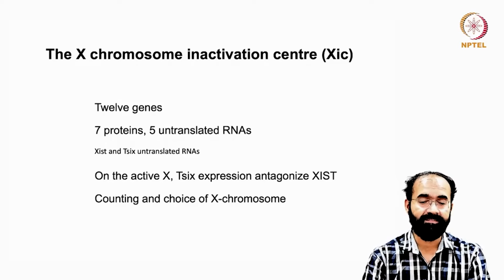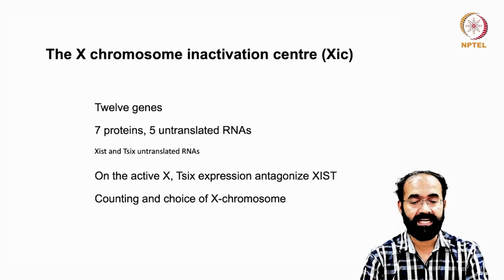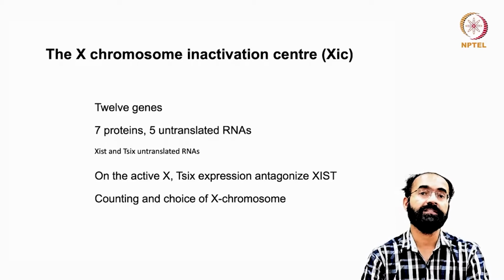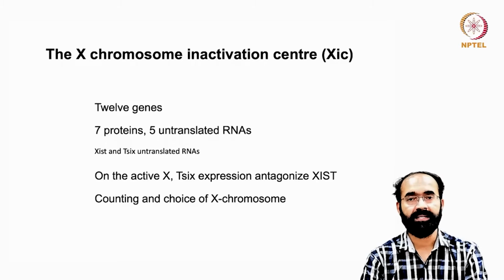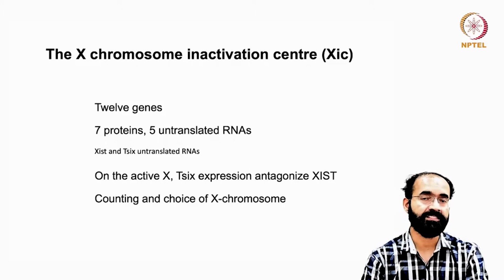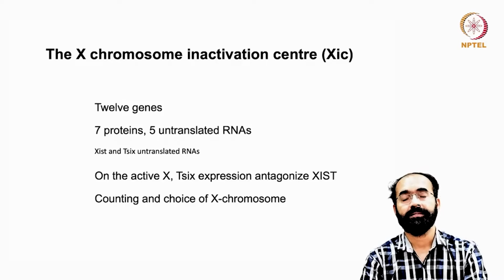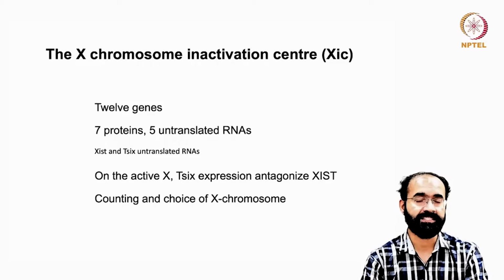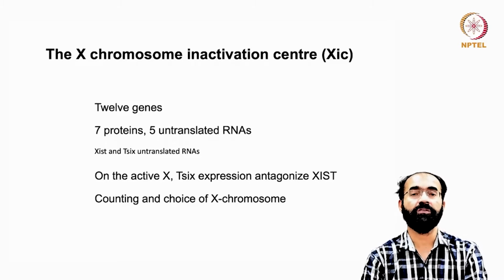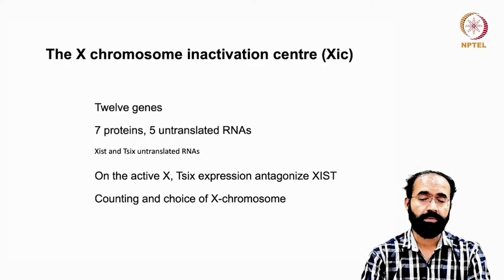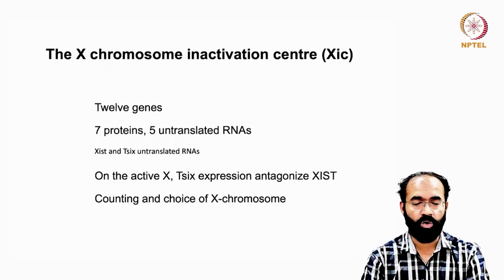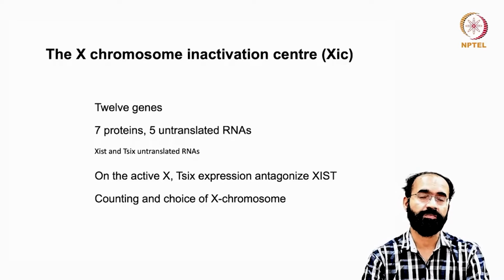On the active X chromosome, Tsix expression antagonizes Xist. That means one of them has to express first, either Tsix or Xist. If Xist expresses first, then that chromosome will be inactive. If Tsix expresses first, it will not allow Xist to act on it. So the X inactivation center is also important in counting and selecting the choice of the X chromosome.